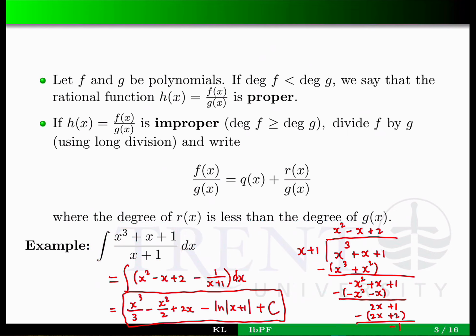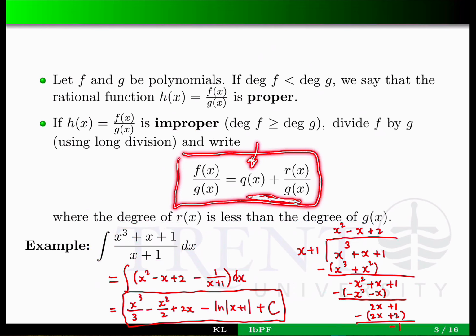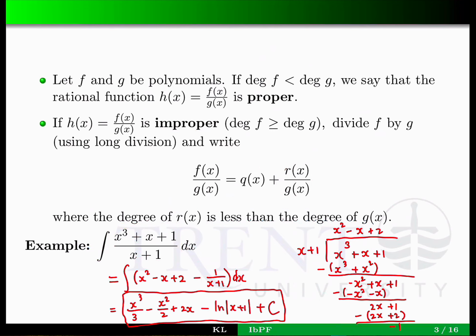So again, if your integrand, for example this one, is an improper rational expression, you do your long division in order to get this expression on the right-hand side. Q of x will always be a polynomial. This one will be a proper rational expression or equal to 0. Right? So it is enough to learn the technique if our integrand is a proper rational expression.